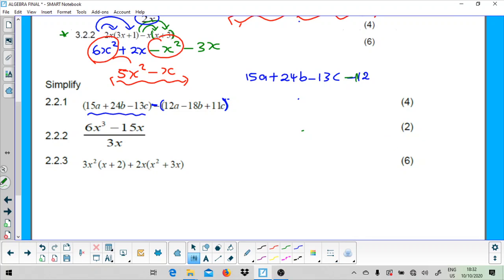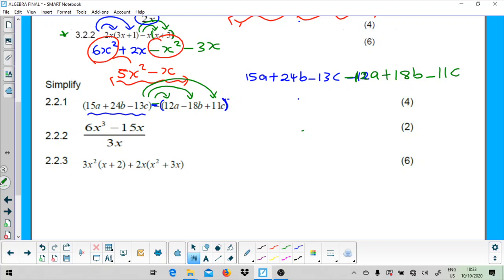So it will be minus 12a for the second one, like this. The negative is actually being distributed 3 times in there because it's like a number, it's like -1. So you have to distribute it. So it will be minus 12a, and then it will change that one to plus 18b, and then it will change that one to negative 11c. Okay? So this is what we will have now.